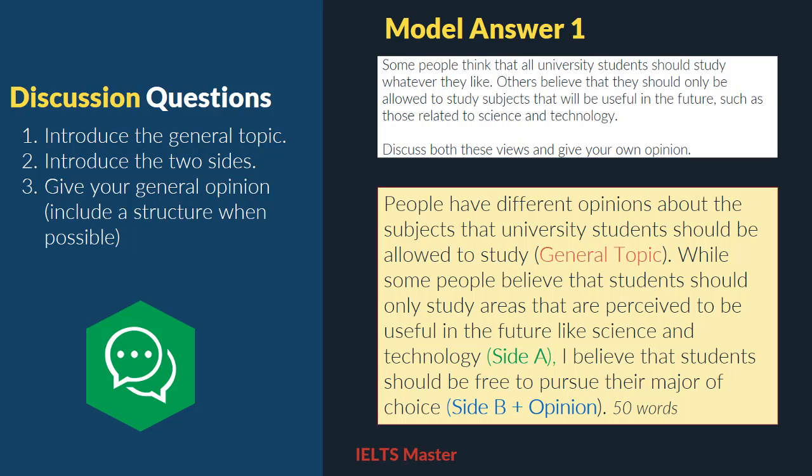People have different opinions about the subjects that university students should be allowed to study. That's the general topic. While some people believe that students should only study areas that are perceived to be useful in the future, like science and technology, that's side A, I believe that students should be free to pursue their major of choice. This is side B plus my opinion. My opinion is I believe. It's very clear here.